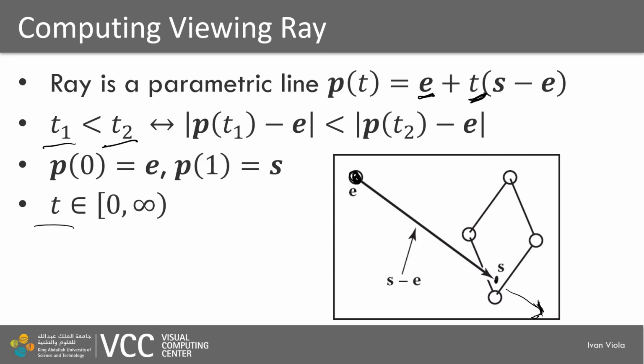This is very important because when we evaluate the visibility along a particular ray, we will be intersecting several objects in the scene, but we will only be interested in the intersection which is closest to the viewpoint, especially if we are dealing with non-transparent objects. If we are dealing with transparent objects, then the situation would be a little bit more complicated.